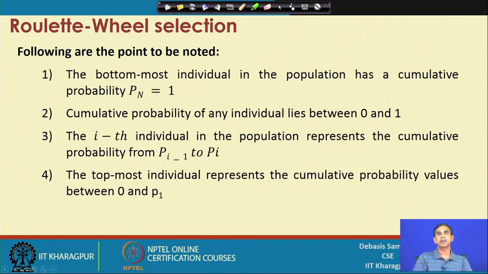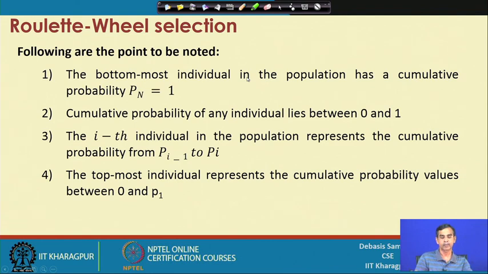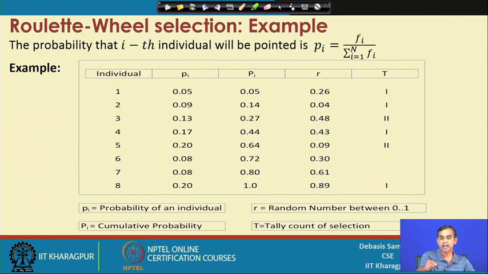The cumulative probability of any individual lies in between 0 and 1. So we can see again the cumulative probability is always in between 0 and 1. The ith individual in the population represents the cumulative probability from p(i-1) to p(i). So suppose the fourth individual has the cumulative value between p(i-1) to p(i), that means the third to fourth cumulative probability. It will be selected depending on the random number.